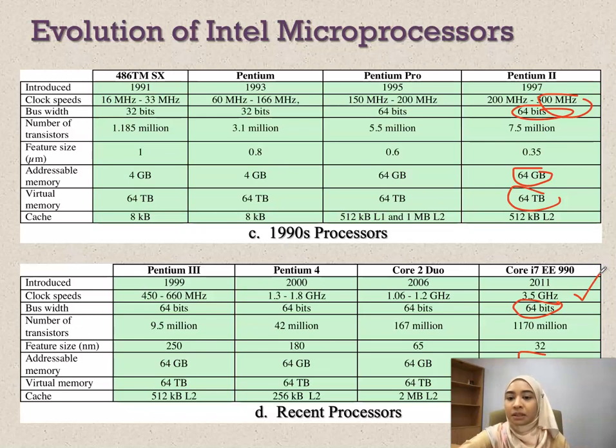So your assignment is to find out the most recent processor, make a table on when it was introduced, the clock speeds, the bus width if it is relevant, number of transistors, the feature size, the addressable memory, the virtual core, the cache. Find out. I need at least 5 for between 2010 to 2022.